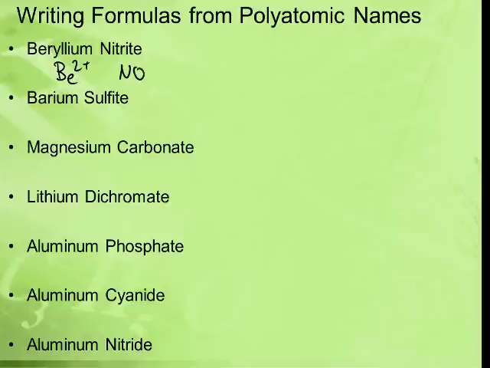Nitrite is NO2 minus. We'll put them together and we do it just like we did those other ions. Make this as like it's one atom or one element. It just goes as a group. So it's going to be Be(NO2)2, because we need 2 of the nitrites. We need 2 of these to balance it out.